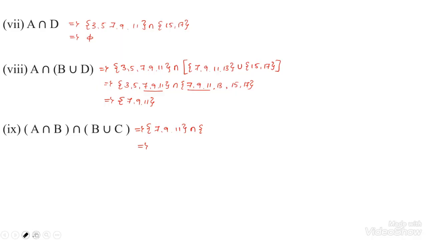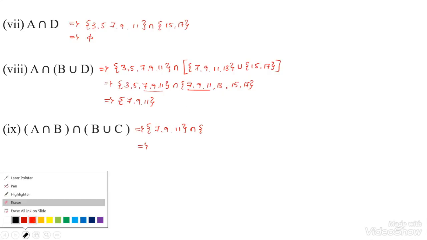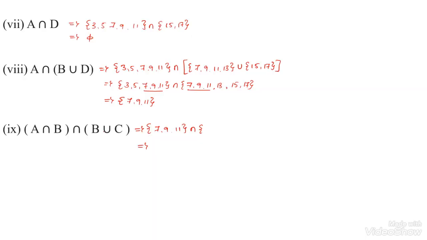The elements of B union C mean we have to combine all the elements. What are those? 7, 9, 11, 13 and 15. That is B union C. Next, what are the common elements? The common elements are 7, 9, 11. These are the common elements of A intersection B and B union C.